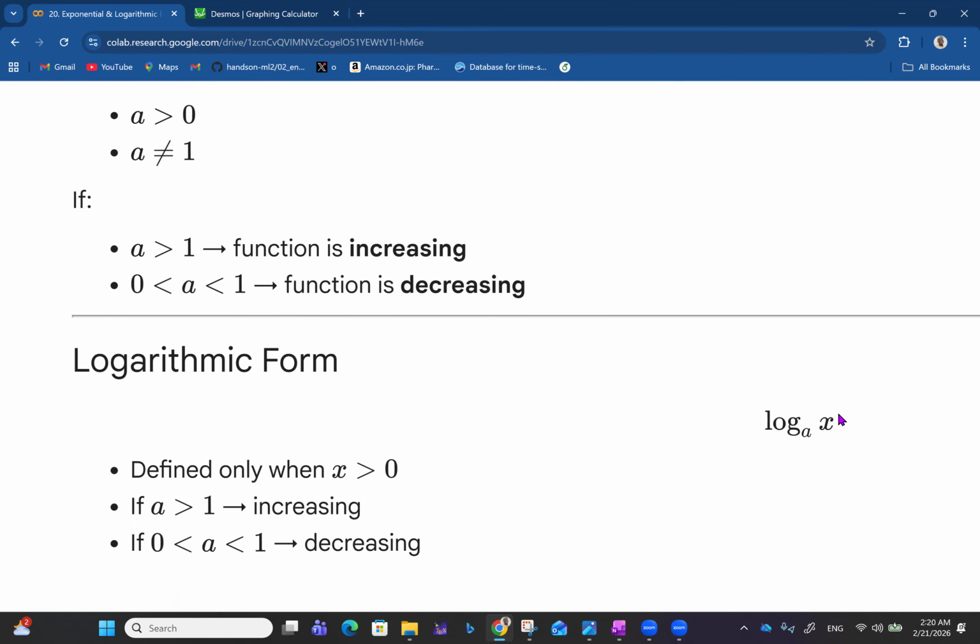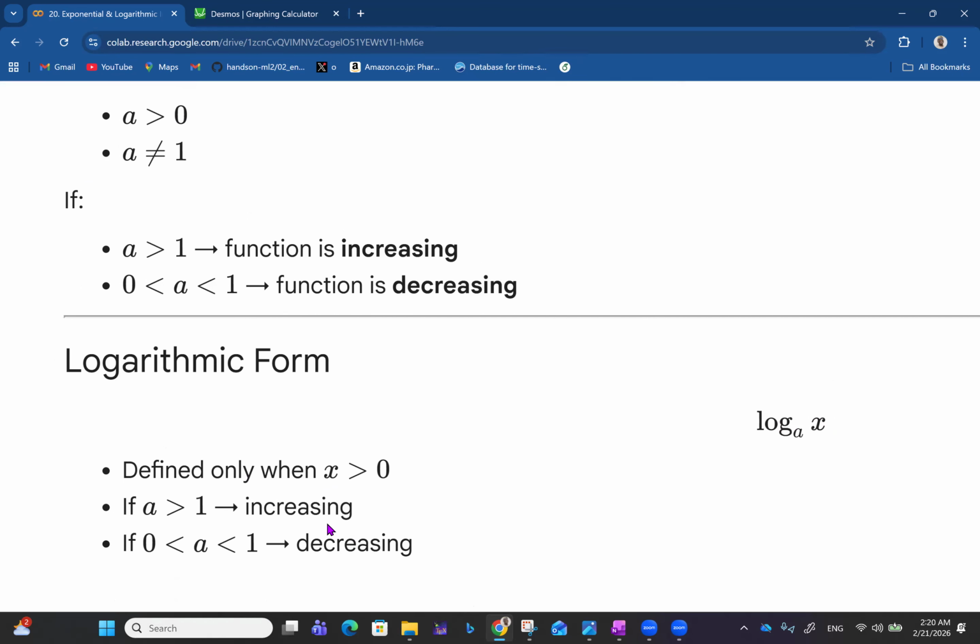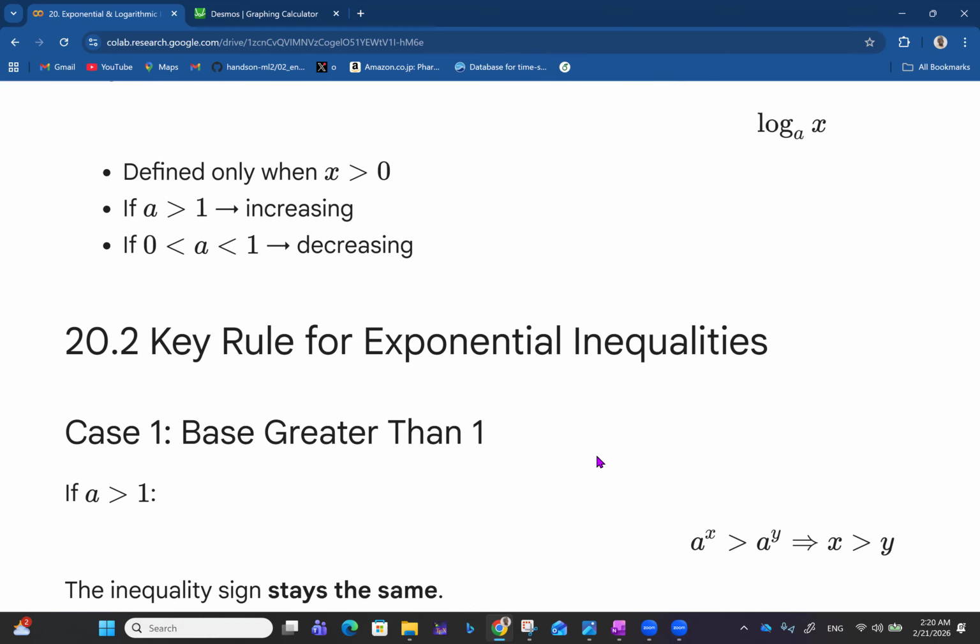So we have the logarithm log a x, to base a. This is defined only when x is positive, because if x is not greater than 0, this won't work. The conditions for exponents hold for the base a of the logarithm, and in addition, the argument of the logarithm must be positive. So this is defined only when x is greater than 0, and when a is greater than 1, it gives an increasing function, and when a lies between 0 and 1, it gives a decreasing function. So that's a quick review.